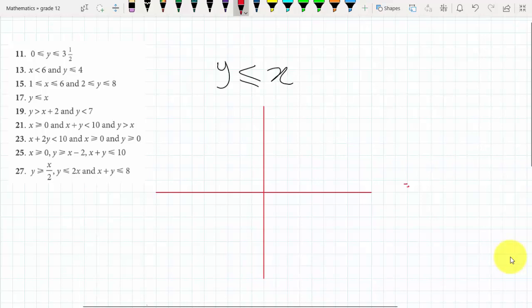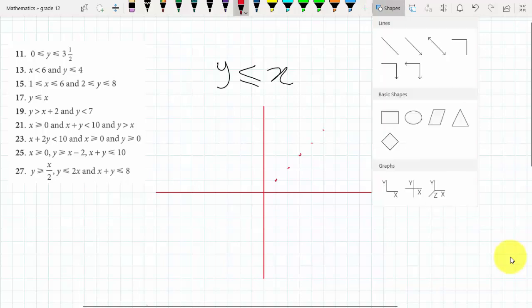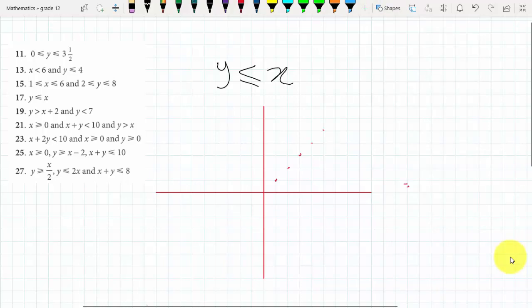Y is equal to x. The line passes through these points like (1, 1), (2, 2), (3, 3), (4, 4), (5, 5), and so on. So it's just one straight line that passes through these points. Okay, this line represents y is equal to x.